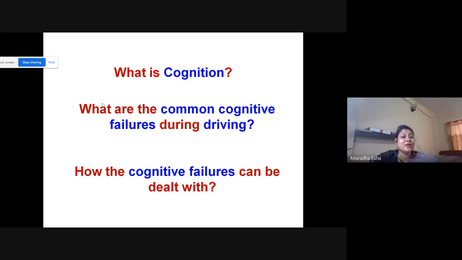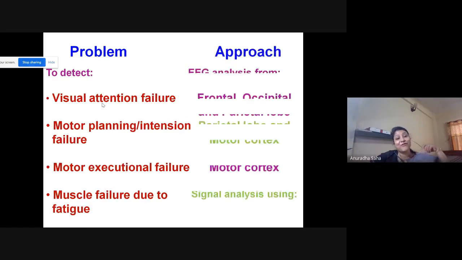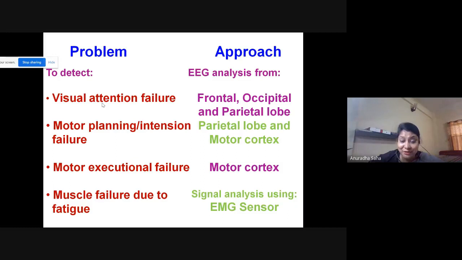And obviously, in association with that, this concern will immediately pop out: how can these cognitive failures be dealt with? So, if a person is driving the car, then we can have certain cognitive failures. Let's say an example: some of us are driving the car, and our brain is configured in such a beautiful manner that we are usually in motion, right? We are usually in motion.